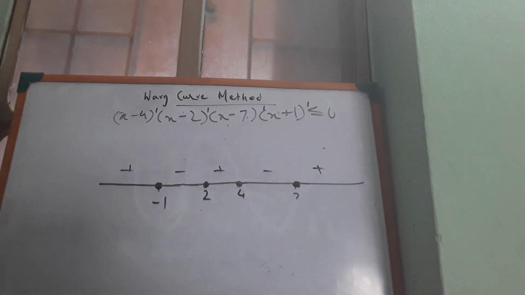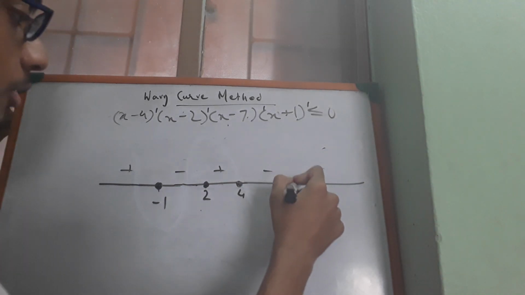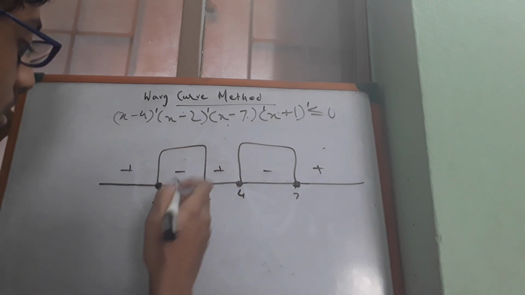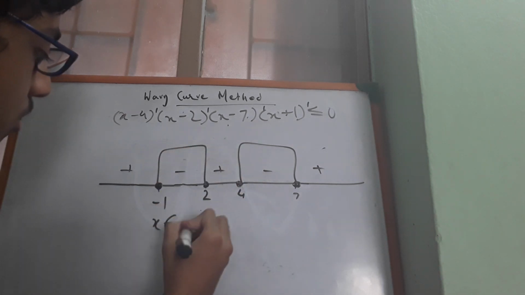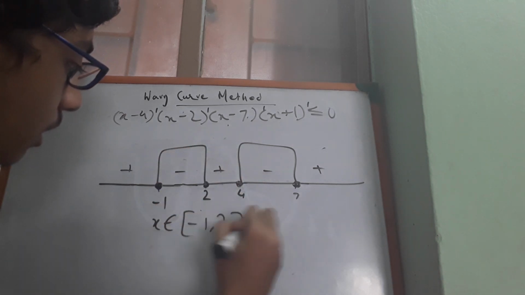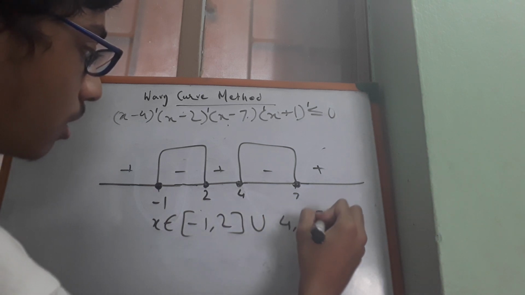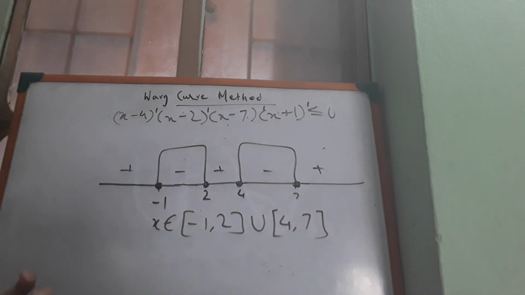Okay, so we need less than 0, so that means we should include this minus. So the answer is obvious. x belongs to minus 1 to 2, both included, union 4 to 7, both of them included. So that's all.